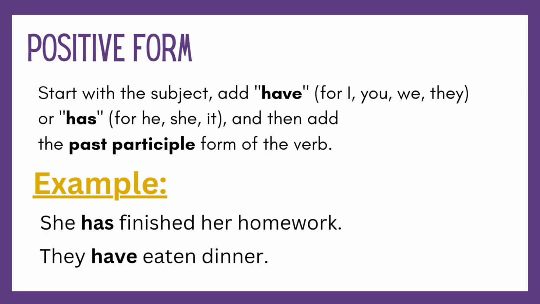Now let's discuss how to make positive, negative, and question form in present perfect tense. For positive form, start with the subject, add have for I, you, we, and they, or has for he, she, it, and then add the past participle form of the verb. For example, she has finished her homework. They have eaten dinner. As you can see, with he, she, and it, we use has. And with I, you, we, and they, we use have.